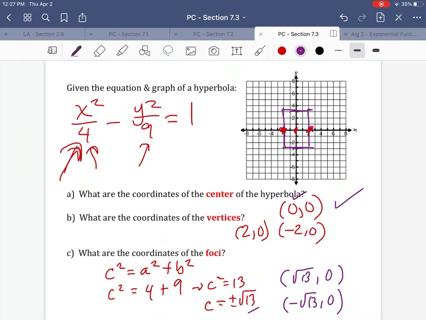So you don't really have to draw them. Square root of 13 is like 3 point something. So you can see how it would fit right in here, right there, and right over there. Okay, so you don't really need to draw them.